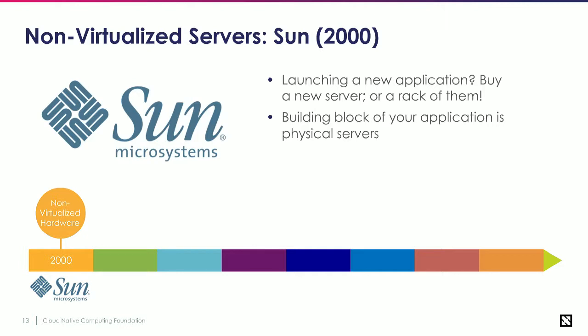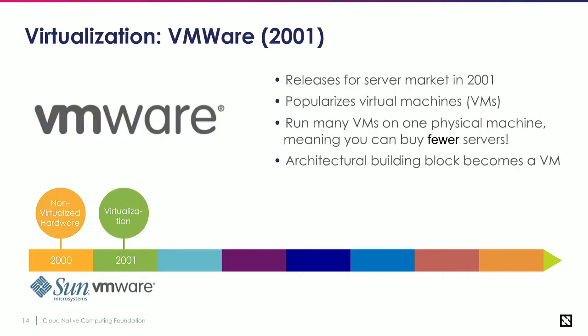You'd call the Sun salesperson, maybe they'd call you back, and weeks or months later you would have your new servers or racks arrive, and then you could try out the application and deploy it. So the first step in this history is non-virtualized hardware. Next, we have virtualization with VMware. They released for the server market in 2001, and they popularized the concept of virtual machines, or VMs.